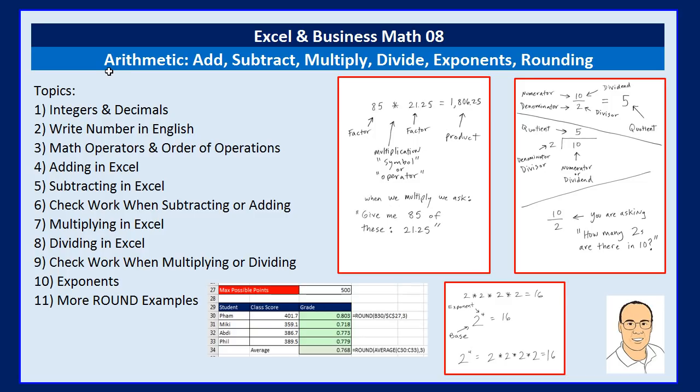In this video, we got to talk about arithmetic. Yes, add, subtract, multiply, divide, exponents, and even some new examples for rounding. Now, here's our list of basic arithmetic topics. And yes, just for a moment, we'll talk about some of the terms that we use for things like multiplying and dividing and exponents. But all of the examples we see will be in Excel.